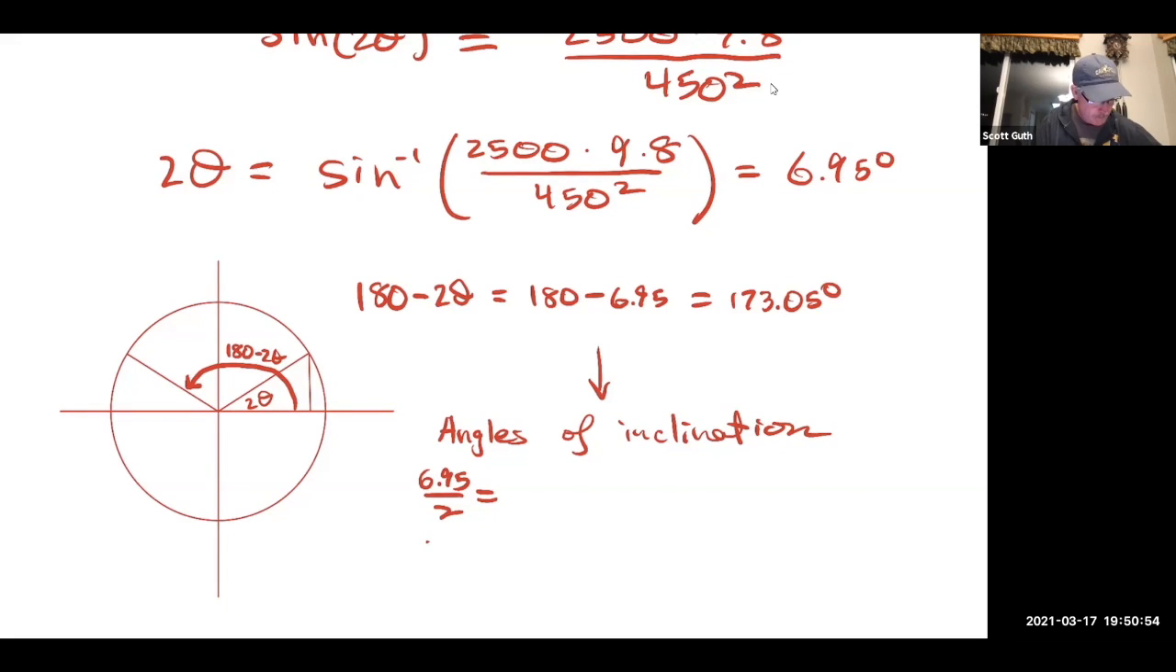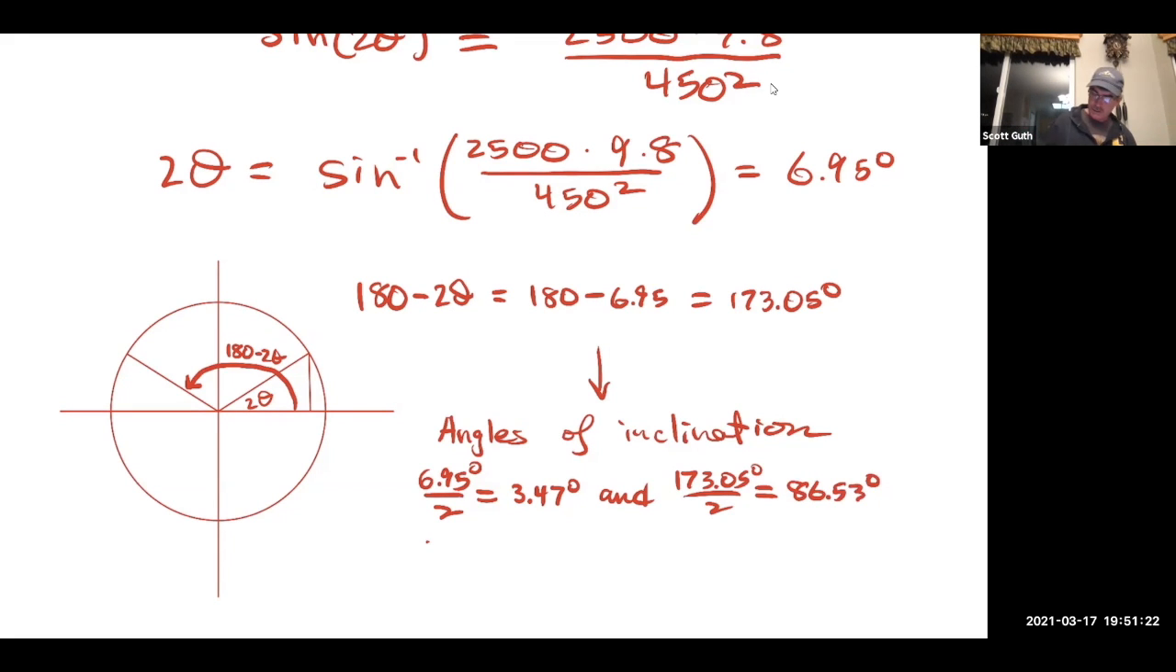and I've done this with the unrounded. So it's 3.47 degrees, and the 173.05 over 2, so that's going to be 86.53, I guess, degrees.